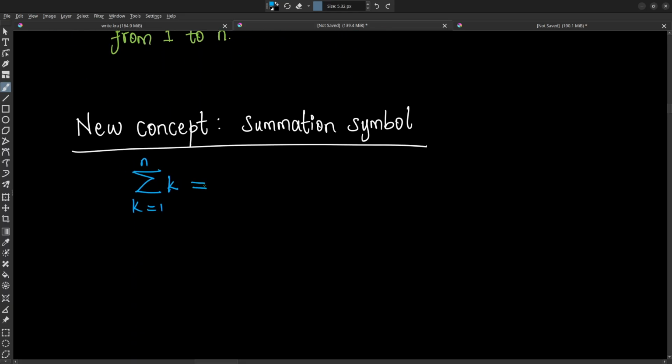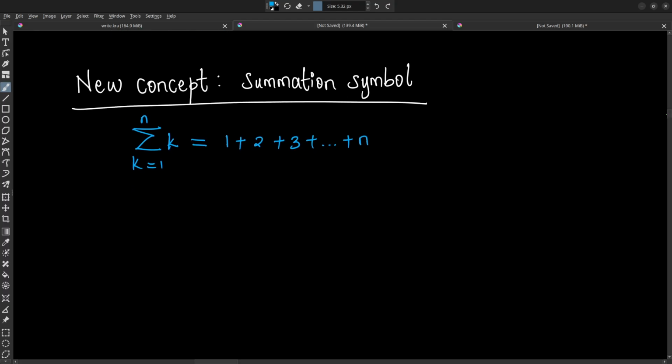This means when k is 1, the value here will be 1. Since this is the summation symbol, the connection between one term and the next is the plus operation. So when k is 1, this is just 1. When k is 2, this is just 2. When k is 3, this is just 3, all the way to when k is n. Now, let me give you another example so that you understand.